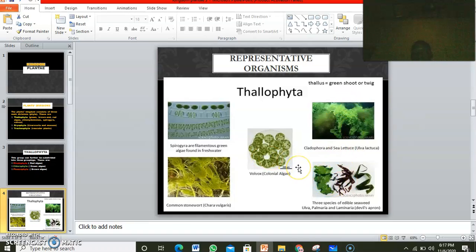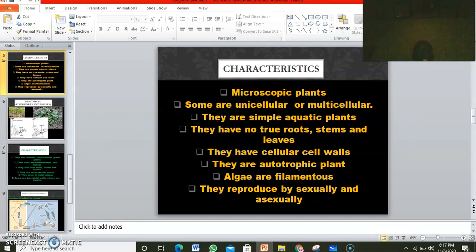They don't have true roots, but let's look at their characteristics, so that when you see them you will know that these ones are referred to as Thallophyte. Most Thallophytes are microscopic. They can be seen only with the aid of a microscope. Some of them are unicellular, others are multicellular. As I told you, Volvox is unicellular. Chlamydomonas is unicellular. Euglena is unicellular. They are actually algae.